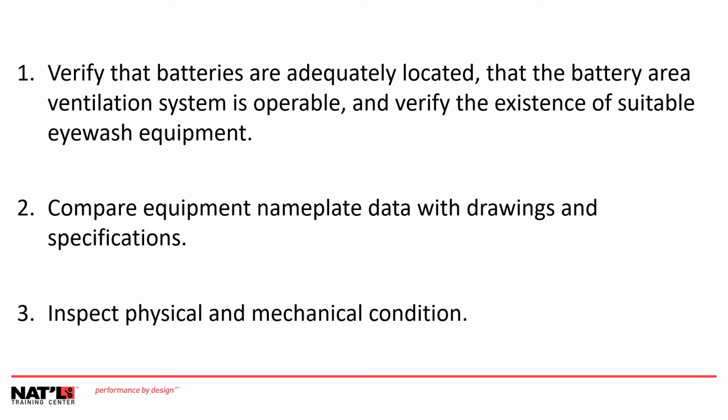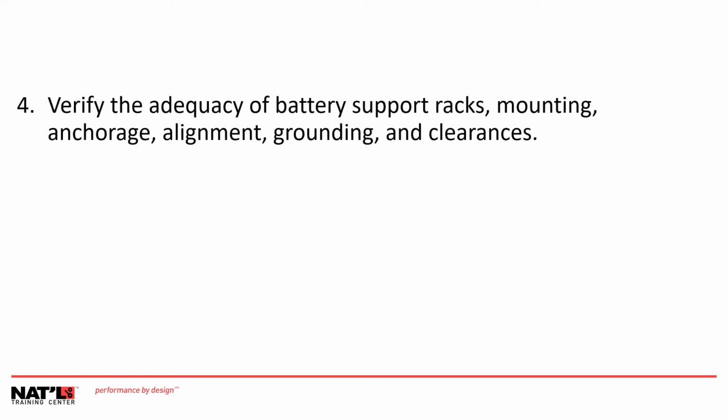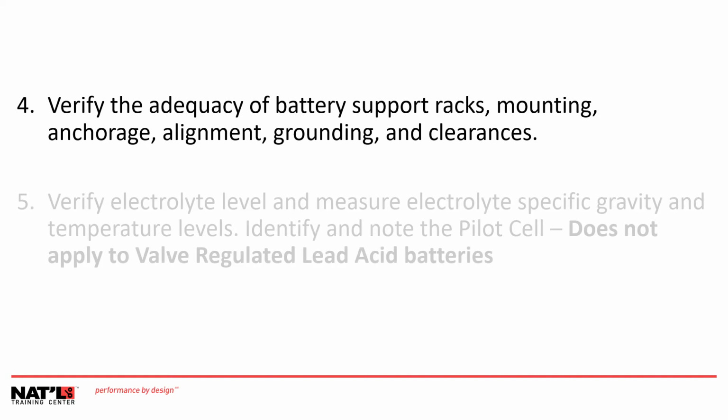Inspect physical and mechanical condition. Quite often when things are shipped, they run into problems in shipping, they get dropped, they get mishandled. And part of our inspection, especially on new installations, is to inspect and make sure that they were properly received, the equipment is in good order, and also that they were properly installed by the construction company. We need to verify the adequacy of battery support racks, mounting, anchorage, alignment, grounding, and clearances.